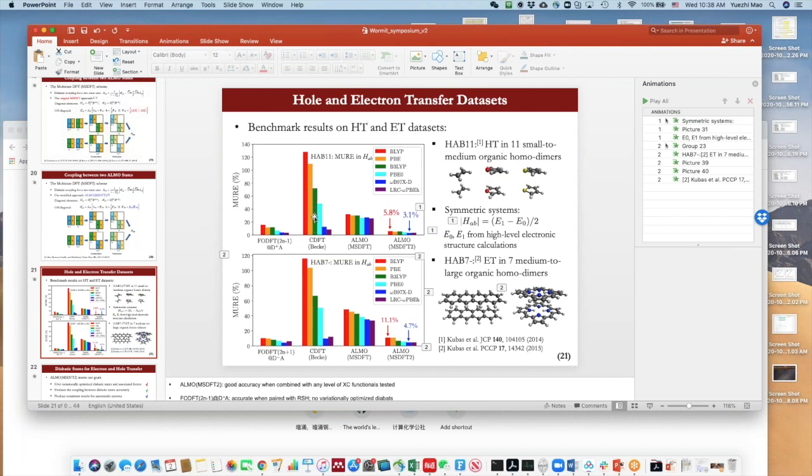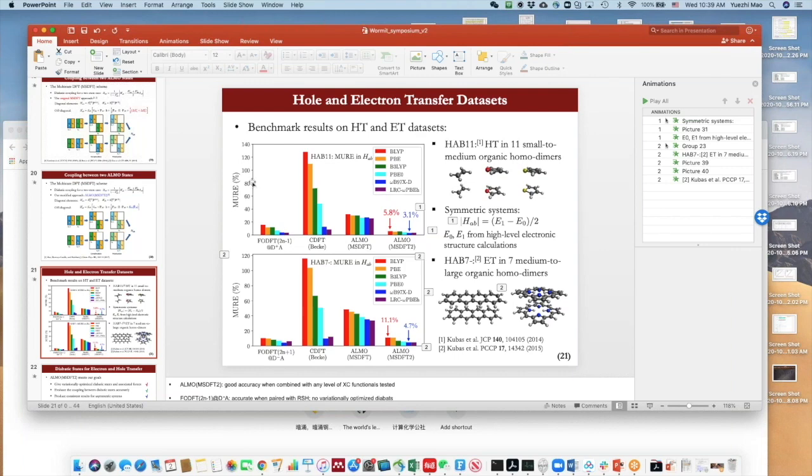And I think for constrained DFT, there are many different ways to do the partition, and I wonder if the result would change if a slightly different partition method is used. Okay. There is a question. Can this analysis be extended to strongly correlated systems?